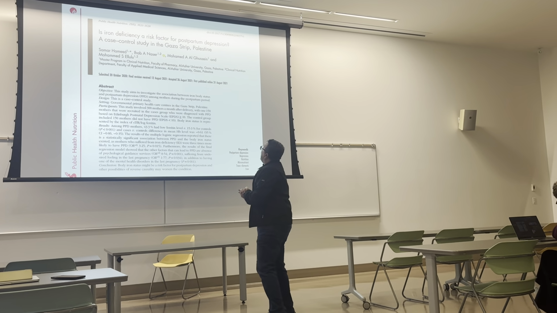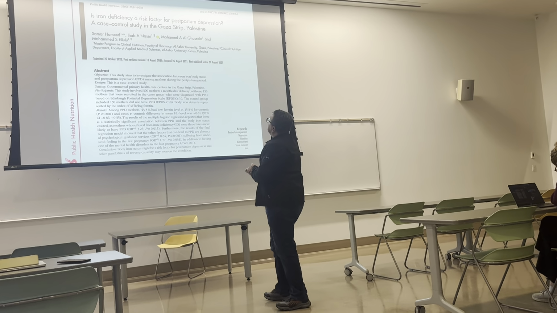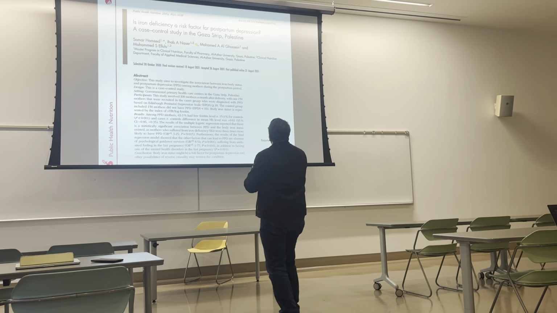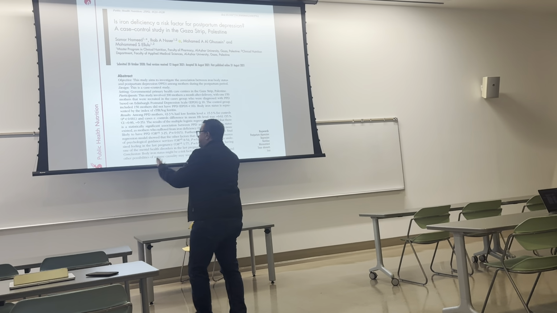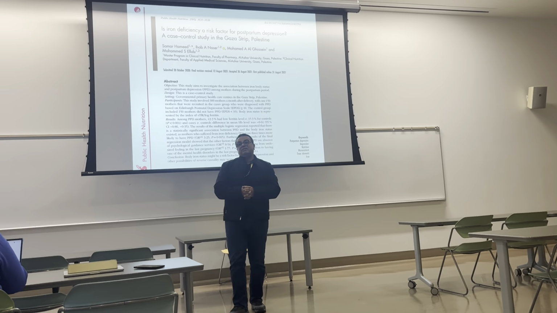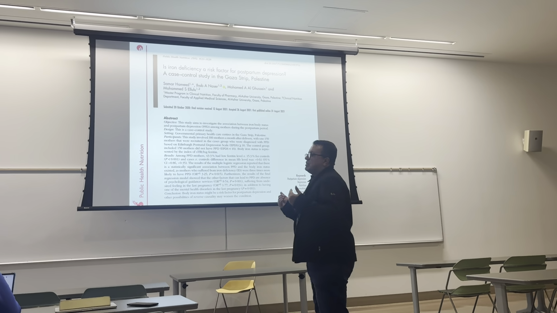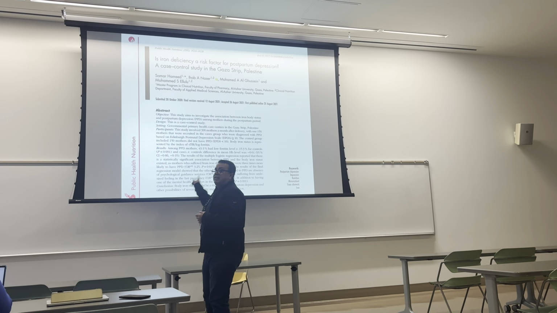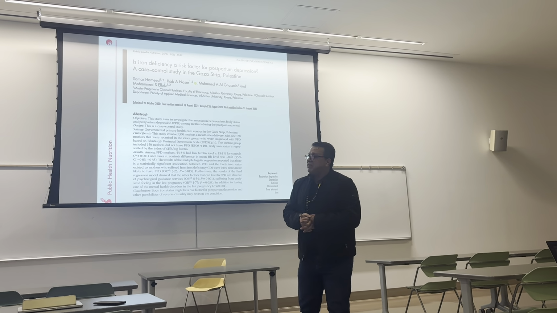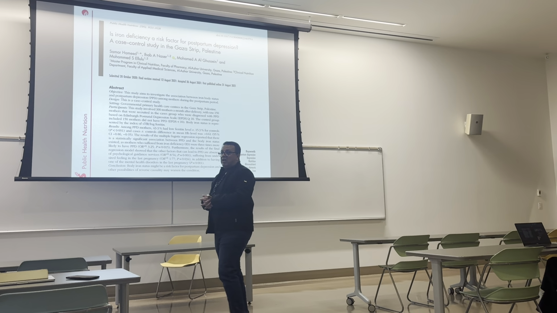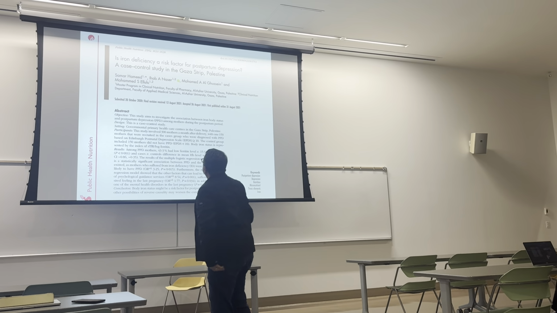So here is one of my works, published in Public Health Nutrition: "Is Iron Deficiency a Risk Factor for Postpartum Depression?" What's so unique about this paper? Most of the previous papers used ferritin, MCV, and hemoglobin as indicators. But in this paper, we used all of these plus the soluble transferrin receptor, which is very sensitive and not affected by inflammation or infection. Okay?